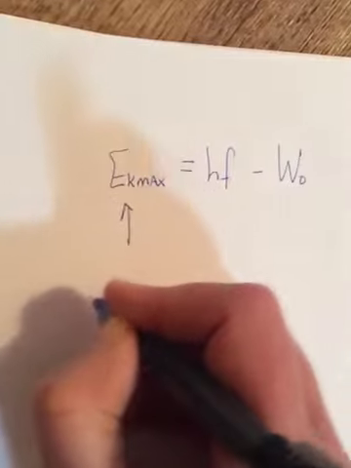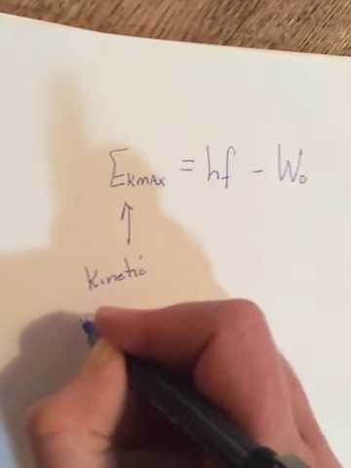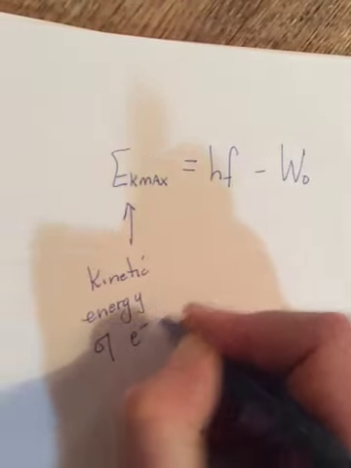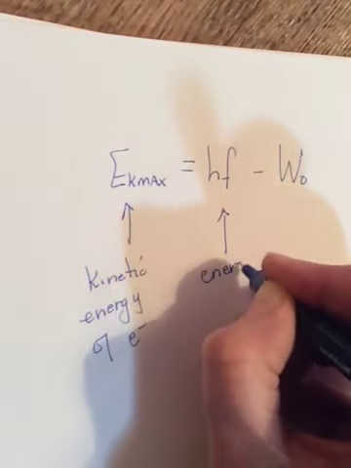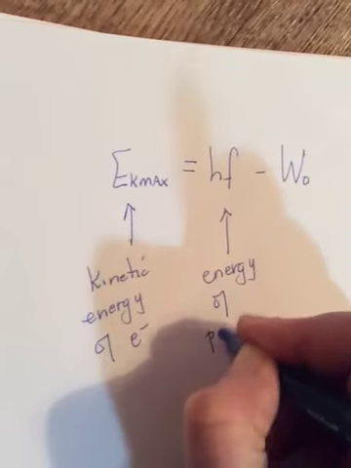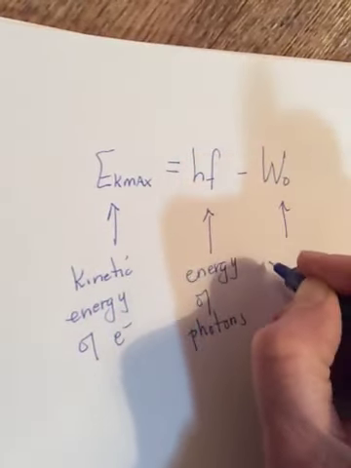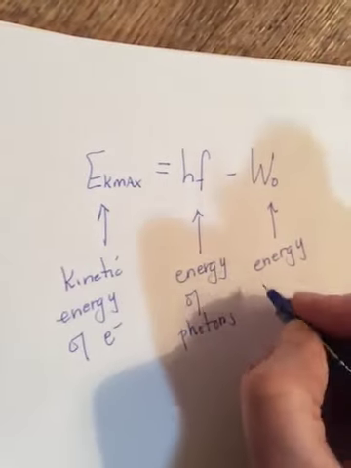So this is the kinetic energy of the electron. It's going to run out of time. This is the energy that the photons that are striking the metal have. And this is the energy that the material, the metal, needs in order to release an electron.